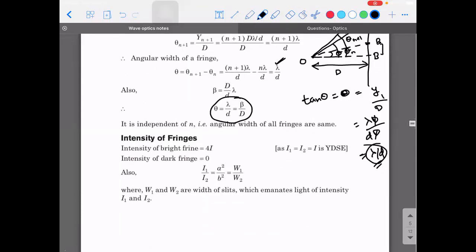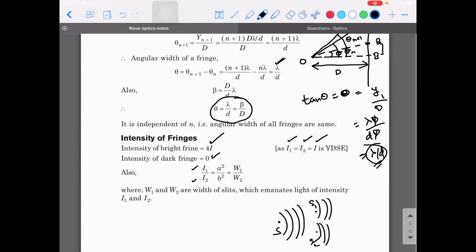Right. Next is the intensity of fringes. What is going to be the intensity of the bright fringe? The intensity of the bright fringe is going to be 4I, and the intensity of the dark fringe will be 0, as I1 is equal to I2 is equal to I. Why in the case of YDSE is I1 equal to I2 equal to I? Because no two light sources can be coherent in nature. Actually, there are two slits, S1 and S2, but how many sources are you actually using? You are using only one source. From one source, the rays are going and getting split into two different sources. From there, you are getting the required answer.